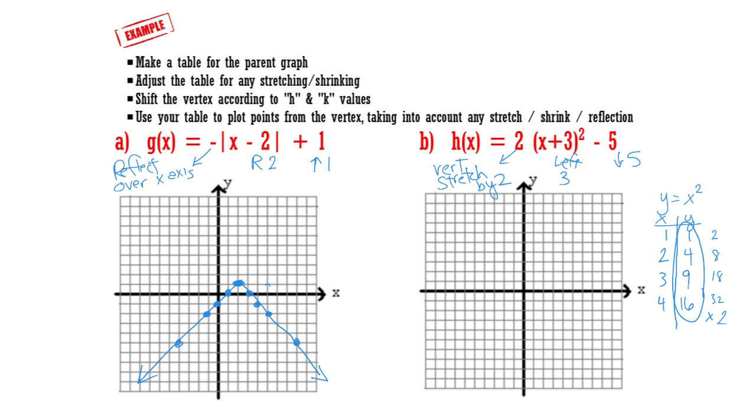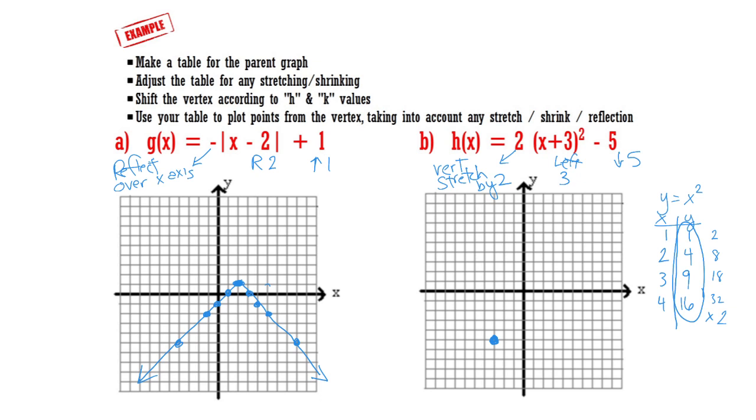All right. I don't have any reflection, so this is just a normal upward parabola. And I'm going to take my vertex and shift it left 3, down 5. Right here.